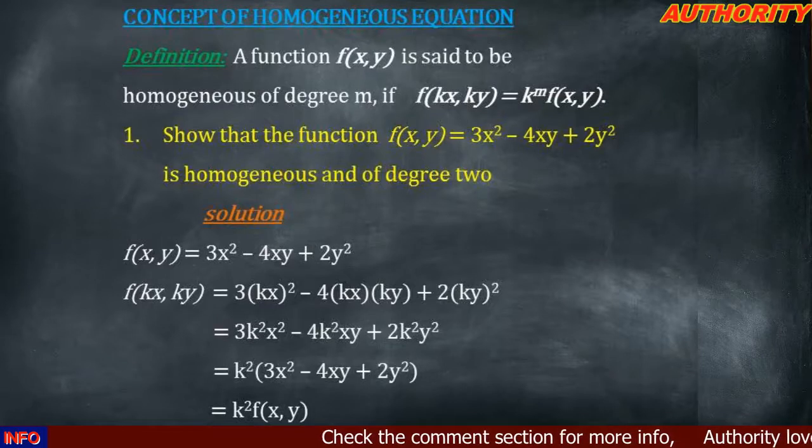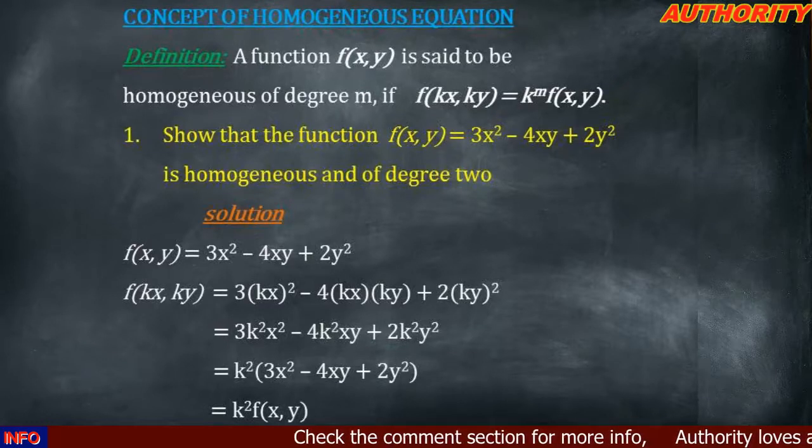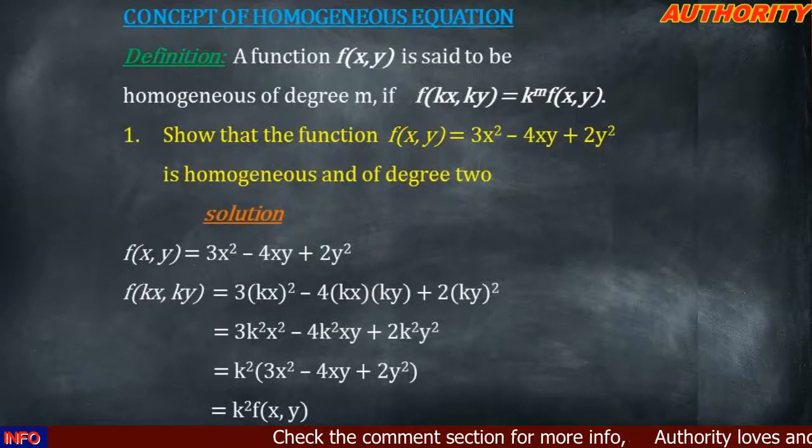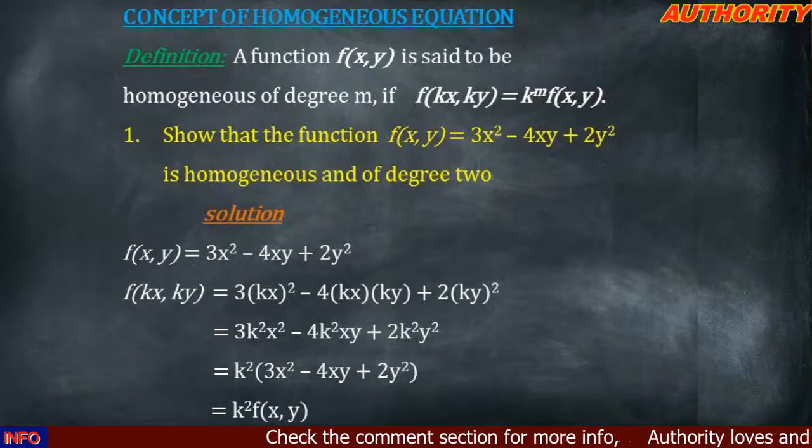So we can see that this function is homogeneous. Then we say, hence, the function is homogeneous and is of degree 2.